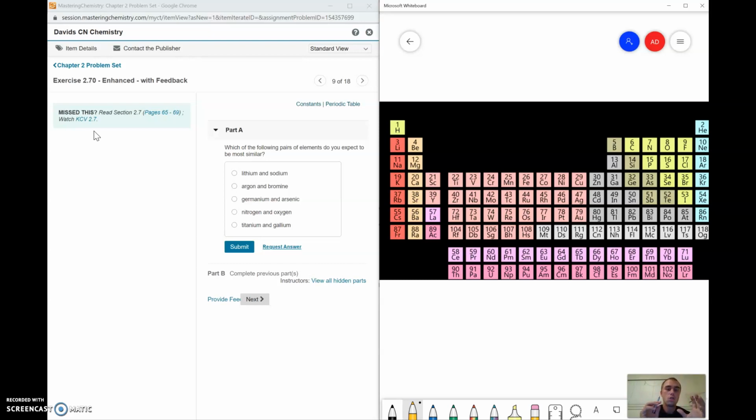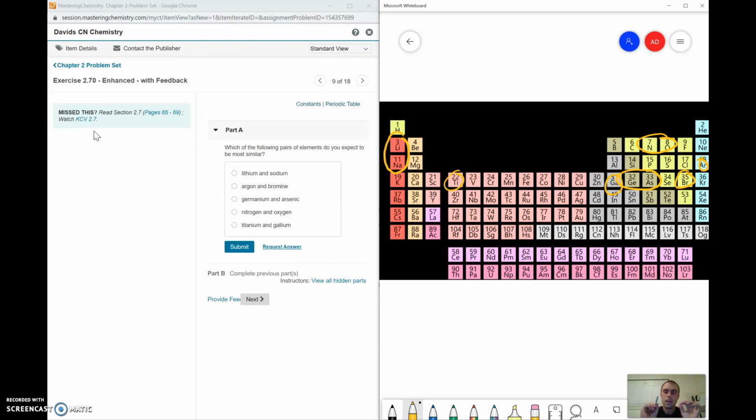Okay. So part A is asking, which of the following pairs of elements do you expect to be most similar? And we have answer options of lithium and sodium, argon and bromine, germanium and arsenic, nitrogen and oxygen, and titanium and gallium.